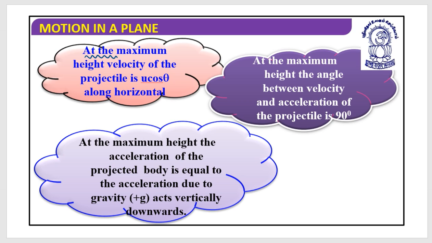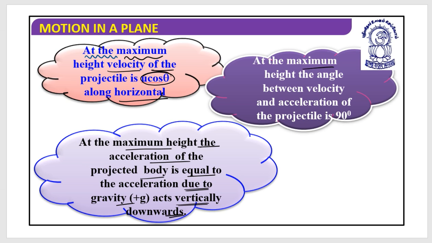These are the key points that are to be remembered. Please remember this, because many questions have been asked from this only. What they say is that at the maximum height, the velocity of the projectile is u cos theta along the horizontal. Yes, 1 point. Next, at the maximum height the acceleration of the projectile body is equal to the acceleration due to gravity, which acts in the vertically downward direction.